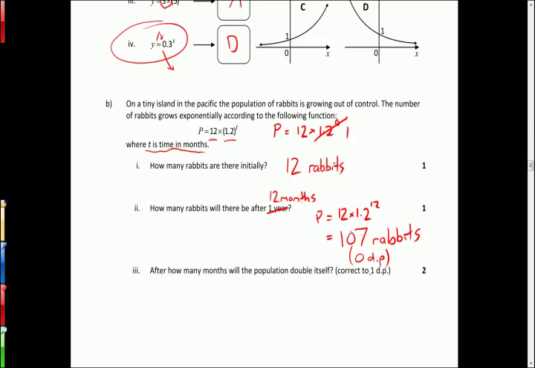After how many months will the population double itself? A doubling time question and a half-life question, they're basically the same thing. Let's look at the formula. P equals 12 by 1.2 to the t. If we want to know how long it will take to double itself, it's asking for t. That's the time factor. It was initially 12. We're basically asking the question, how long till it's 2 times 12? How long till it's 24? So let's replace the P with the 24. So what we're saying is, solve this equation, find the time taken to make the P 24.